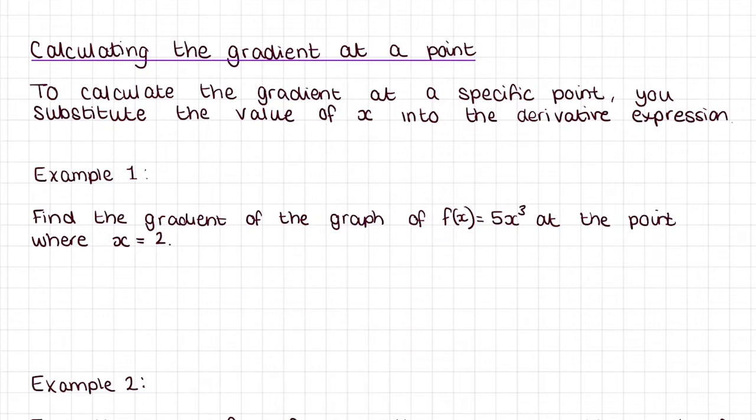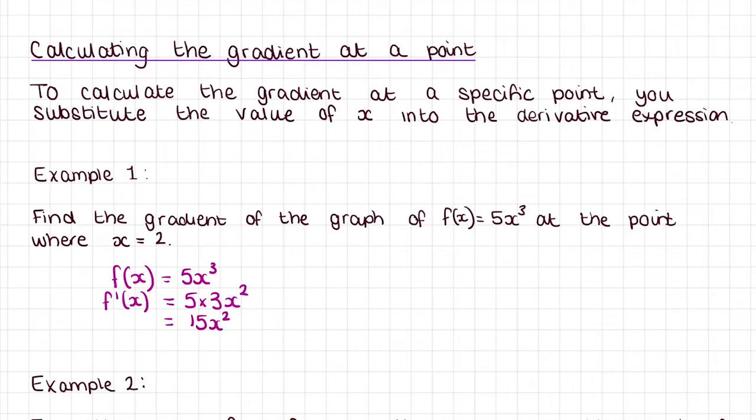So to do that, we've got two ways of doing this. The first way we're going to do is by hand. The second way is using our calculator. So to do it by hand, the first thing we have to do is find our derivative function. So we want to find what f dash x equals. So remember, for this we bring the power down, so we'll do the 5 times 3, then we minus 1 from the power, which would be 15x squared.